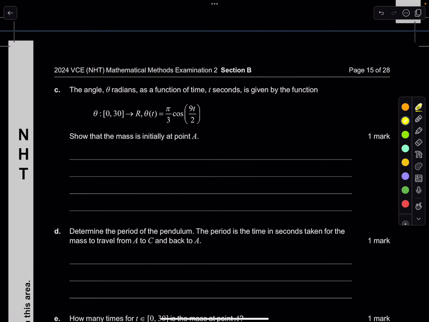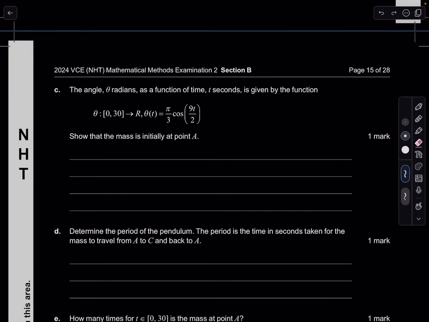Question C. The angle theta in radians as a function of time in seconds is given by this function. All right, so this is the angle versus time. So in 1 second, what's the angle? This is the function for it, where t is between 0 and 30. All right, so the time is between 0 to 30 seconds. Show that the mass is initially at point A.